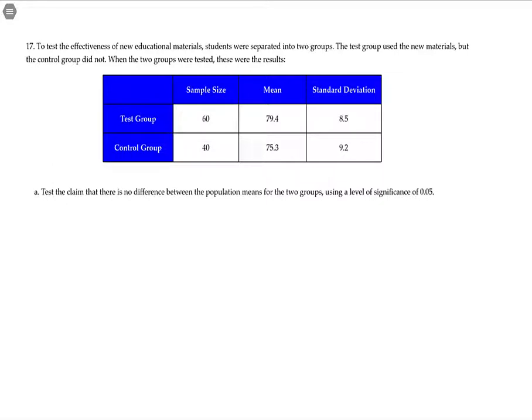Test the claim that there is no difference between the population means for the two groups using a level of significance of 0.05.